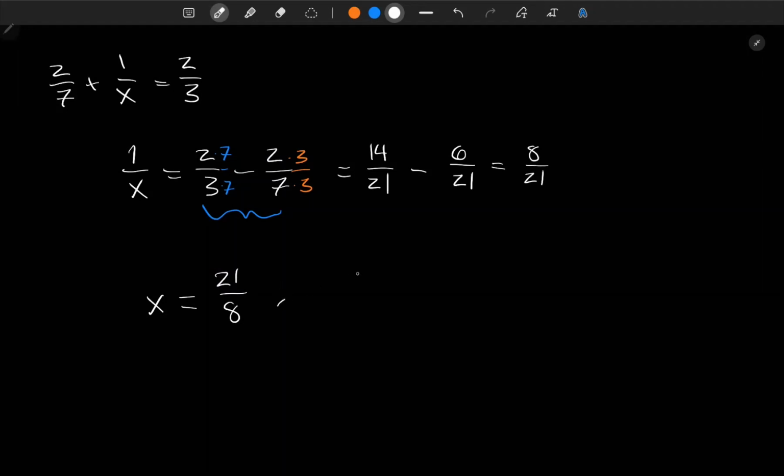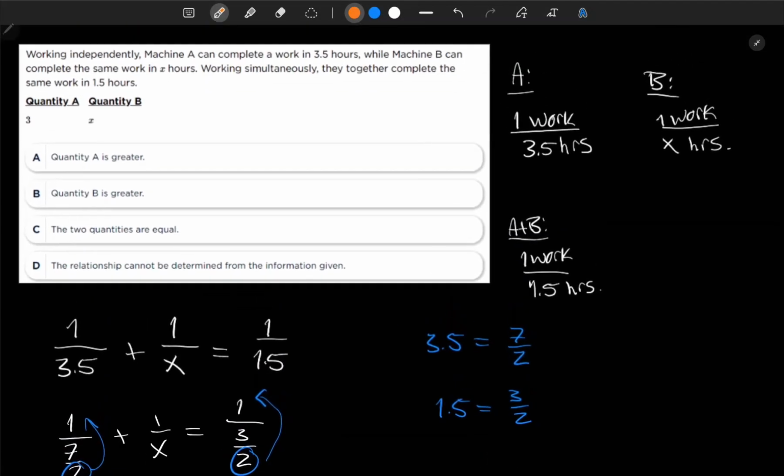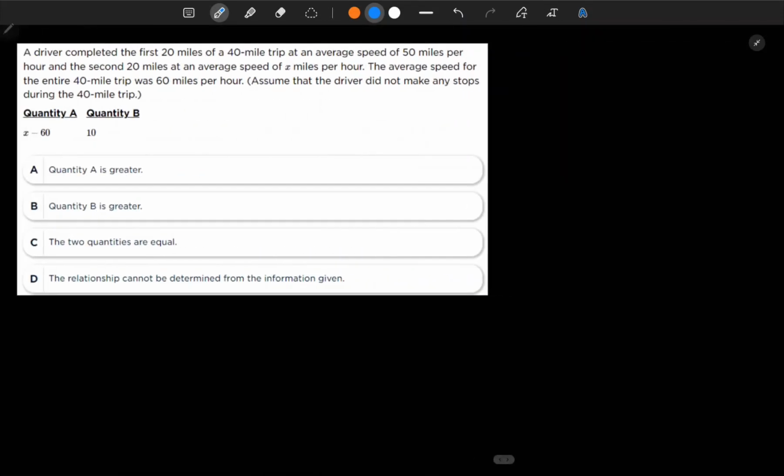Notice that 24 over 8 is equal to 3. And since 21 is less than 24, this quantity here, x, is less than 3. So we find that quantity A, 3, is greater than quantity B because x is less than 3. So the answer here is A. Moving on to the next problem.